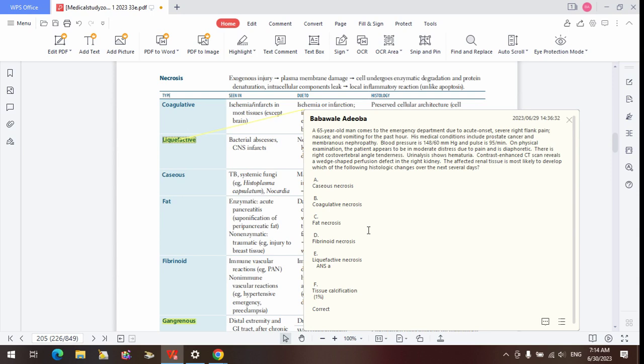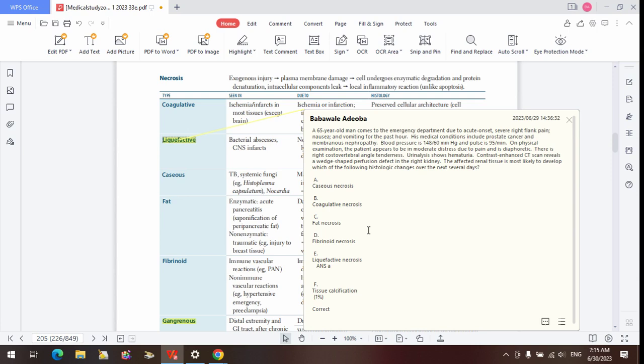Contrast enhanced CT scan revealed a wedge-shaped perfusion defect in the right kidney. The affected renal tissue is most likely to develop which of the following histology changes over the next several days? What is our diagnosis here? Coagulative necrosis. That is very straightforward. So why are you picking coagulative necrosis?